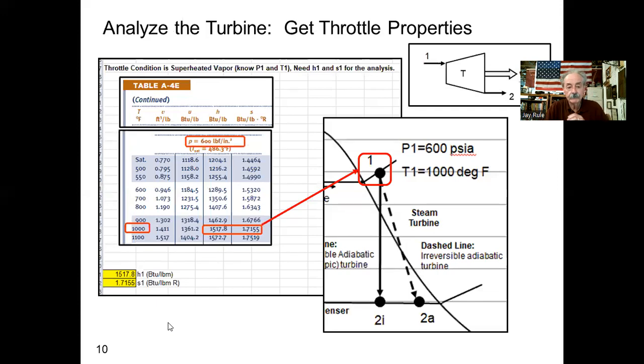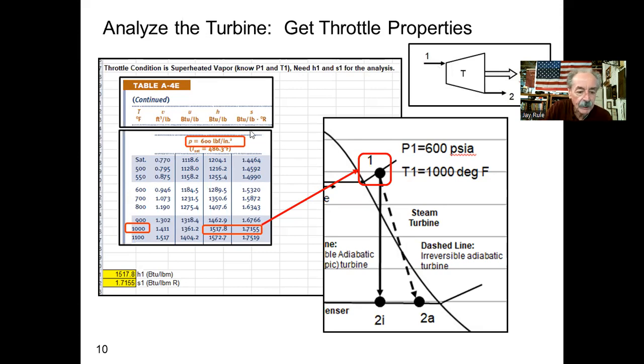Okay, next step, we're going to analyze the turbine. Here's a schematic of the turbine alone. The first thing we're going to do is look at the isentropic process, but the very first thing we need to do is determine h1. What's the inlet enthalpy? Because we're going to be using the first law. Okay. Also, we're going to look up s1. We're going to look up the entropy at state 1 to study the isentropic turbine.